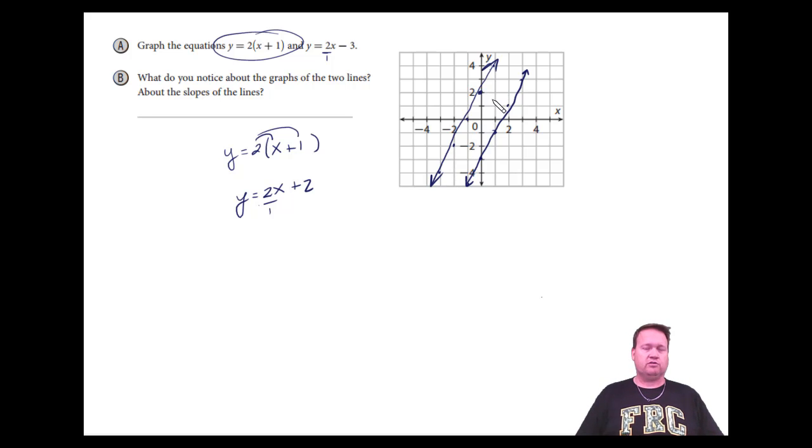And if you use a ruler on your paper, you'll notice that these two lines are parallel. They have the exact same slope. This one had a slope of 2, this one had a slope of 2. I'll let you answer question B. But these two lines are parallel because they have the same slope, and the slope is 2.